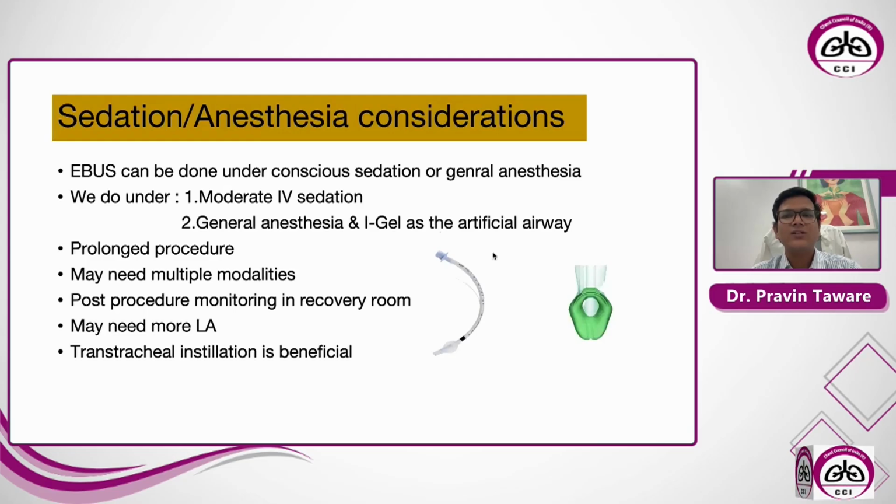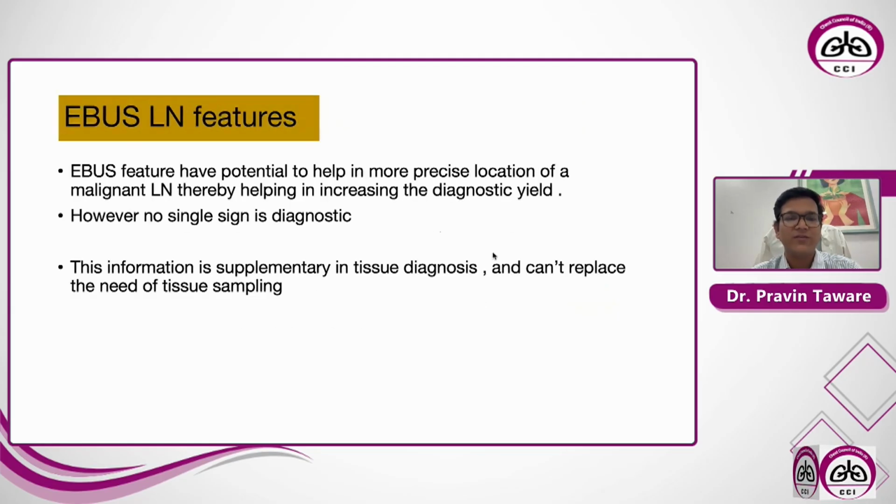So EBUS can be done under conscious sedation or general anesthesia. We do it under moderate sedation most of the time, and sometimes general anesthesia with the iGel as an artificial conduit. If you are doing it for a therapeutic purpose, or for the staging of lung cancer, or if you know the procedure will be prolonged, then you can use general anesthesia. It may need multiple modalities like ET tube or LMA. Post-procedure monitoring is very important when you use general anesthesia. You may need more local anesthesia if your procedure is prolonged, and transtracheal instillation is always beneficial.